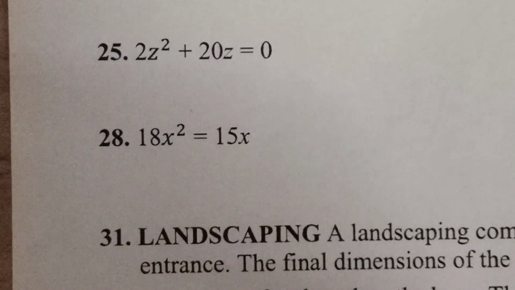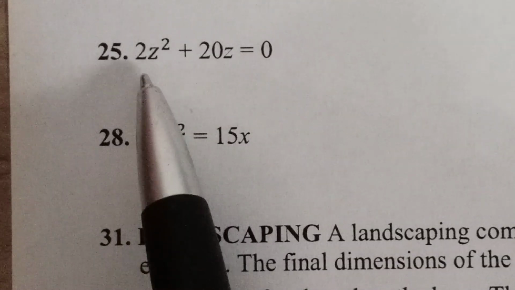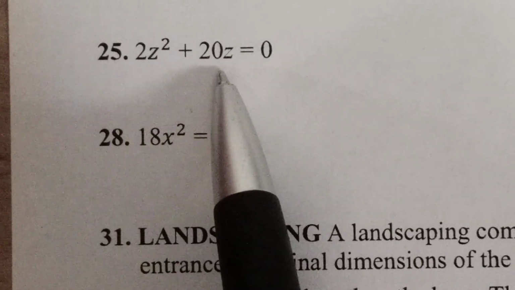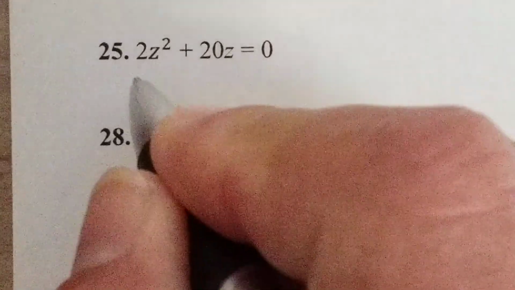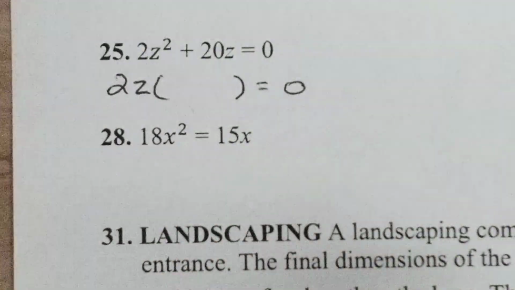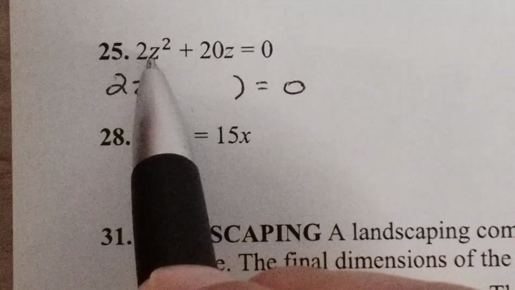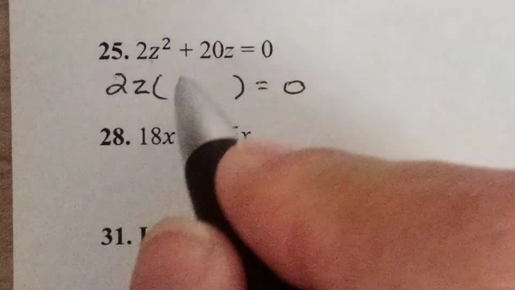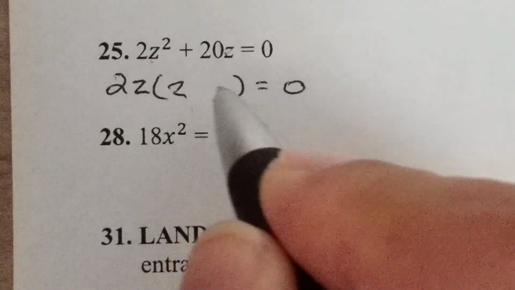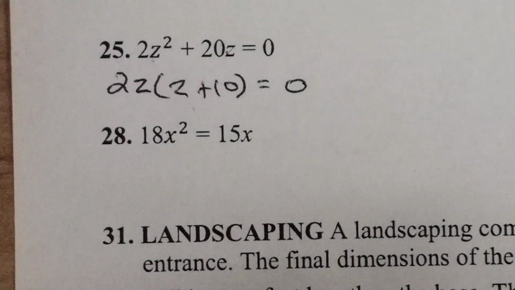So the only thing left that I could see, and what I need to check for first always, is a GCF. And the biggest thing that divides into both of these would be a 2 and also a z. So I'm going to factor out a 2z from that polynomial. So when I divide this, 2z squared divided by 2z is just z, and 20z divided by 2z is just 10. And now I have the GCF factored out.